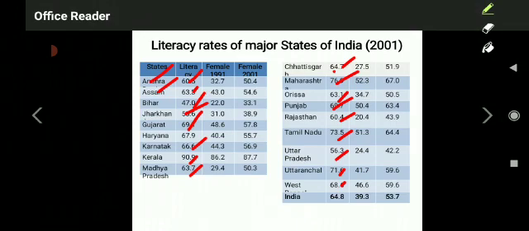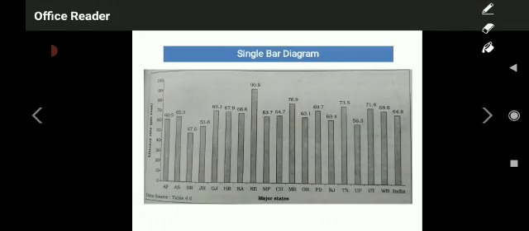first position in literacy rate, that is 90.9%, compared to all other states of the country, in all parts of the country like east, west, north, south. Kerala is standing in first place in literacy rate. We can understand this particular situation with the help of a single bar diagram. We have understood this information by analyzing data in a table, so let us understand the same situation with the help of a diagram.